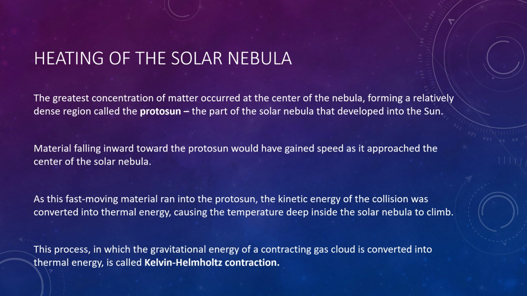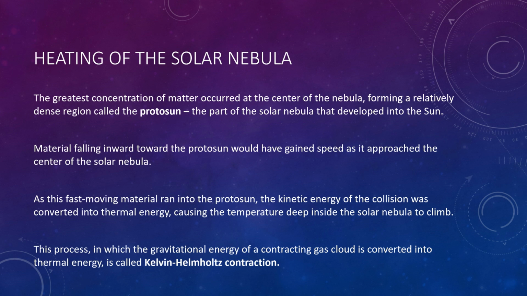All right. So as it contracted, the greatest concentration of matter occurred at the center of the nebula, forming a relatively dense region called the protosun. As its name suggests, this part of the solar nebula eventually developed into the sun. The planets formed from the much sparser material in the outer regions of the solar nebula. Indeed, the mass of all the planets together is only 0.1% of the sun's mass.